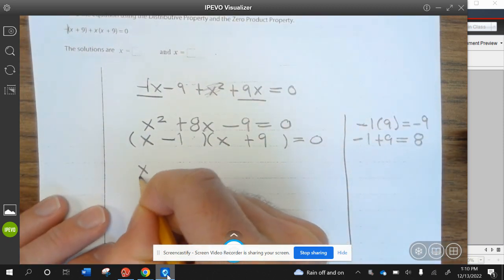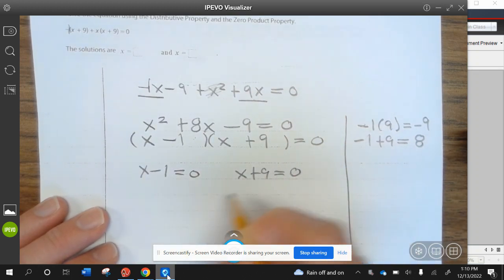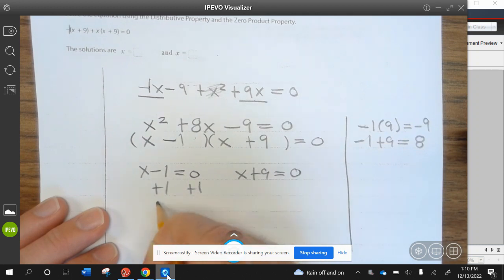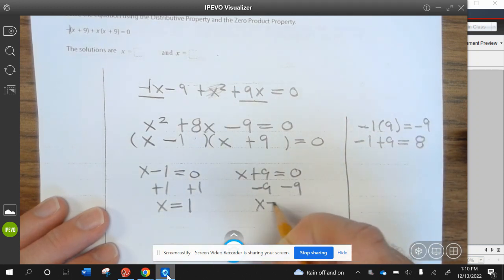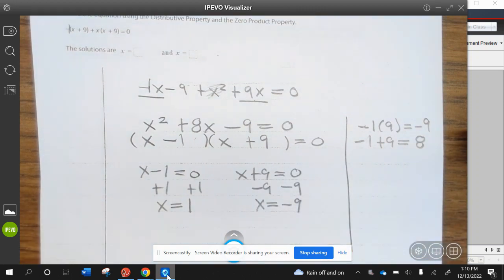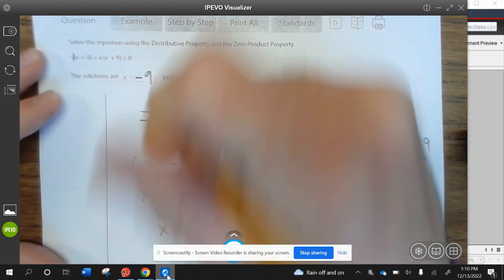Set them equal to 0, x minus 1 equal to 0, x plus 9 equal to 0. Add 1 to both sides, x equals 1. Subtract 9 from both sides, x equals negative 9. So the solutions are negative 9 and 1.